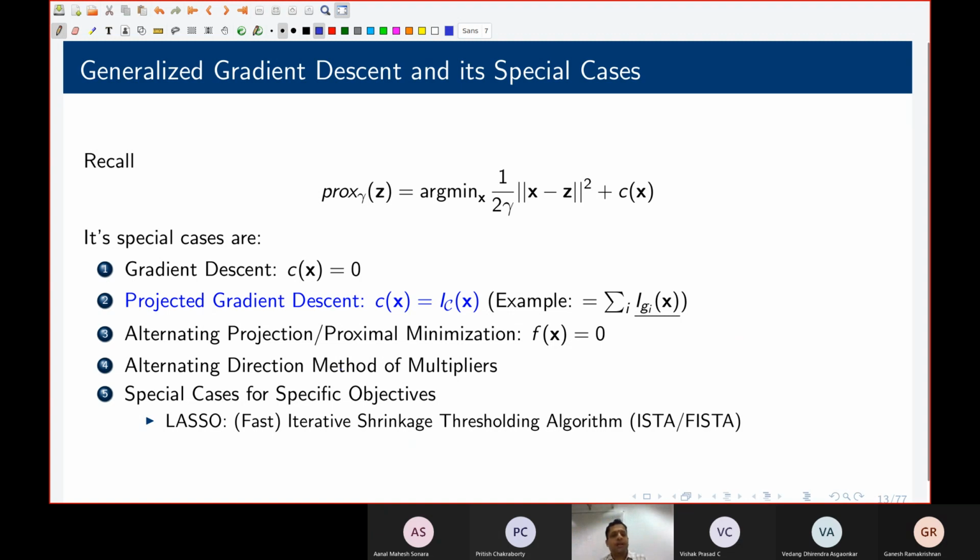There are also other special cases. You set the f(x) to be 0, then you get something called alternating projection, proximal minimization. There are also alternating direction method of multipliers. These I'm going to give as extra additional reading. We will really not have time. But I'll talk about projected gradient. And lasso we have already seen as a special case for a specific objective.